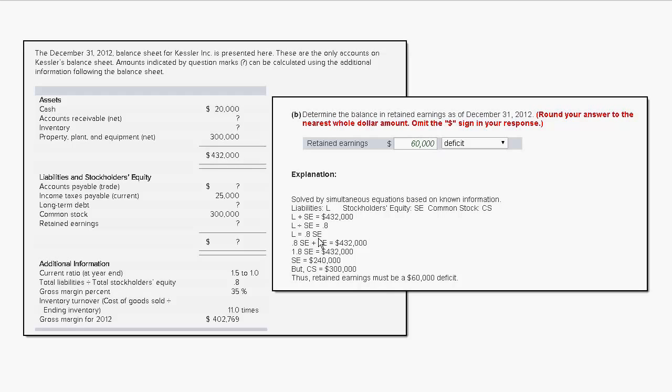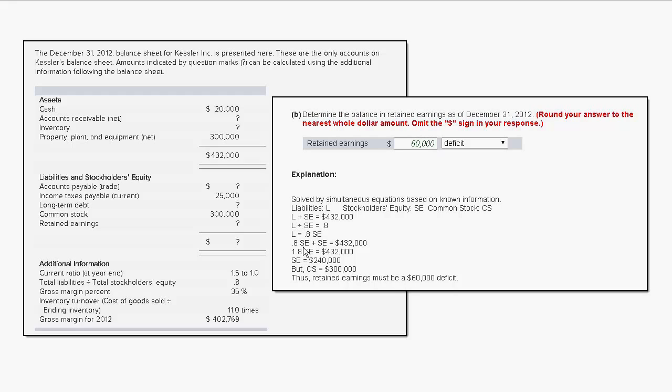Now, once we have that, we substitute 0.8 SE in for L into our original equation. That gives us the next line. You get 0.8 SE plus SE equals 432,000. So the 0.8 SE that we determined from this equation here is just being substituted into the L.